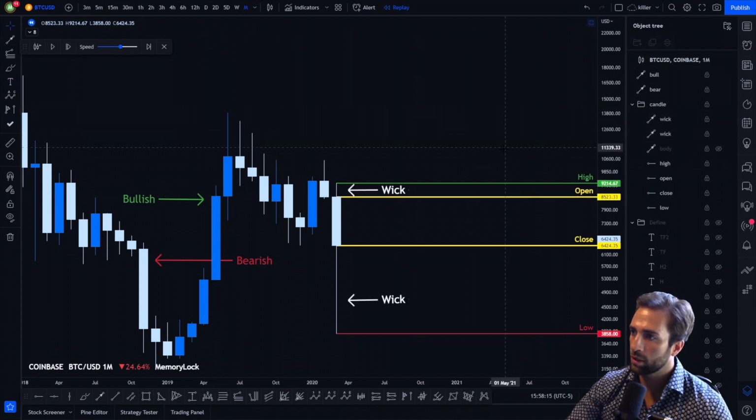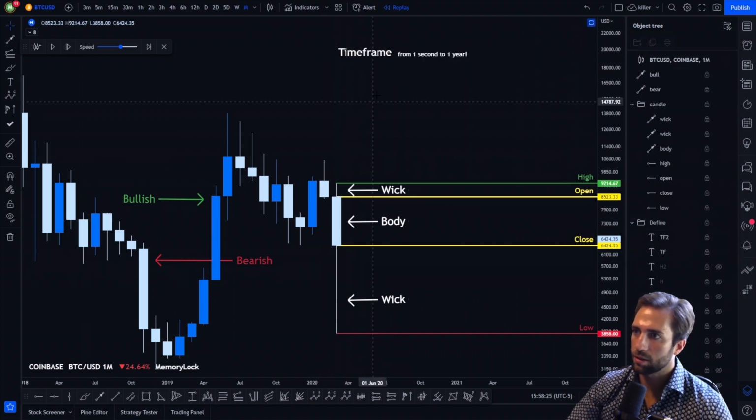We also have our wicks that give us our high and low, and the body of the candle, which is price action between open and close. A candlestick can be broken down into any time frame, from 1 second to a year or more even. In this case, each one of these candles is a month.